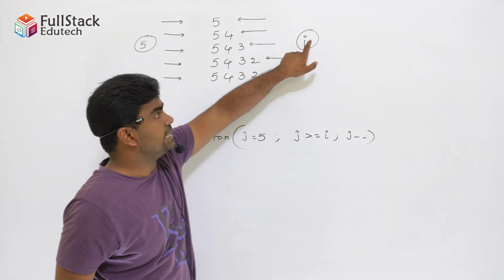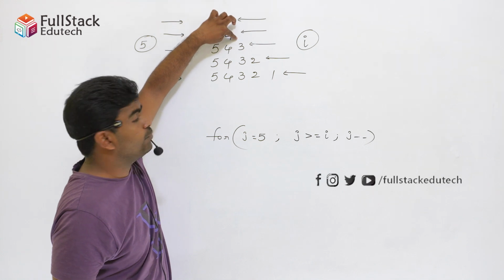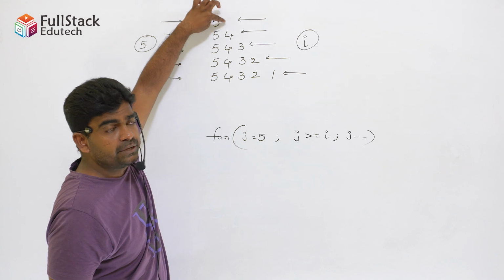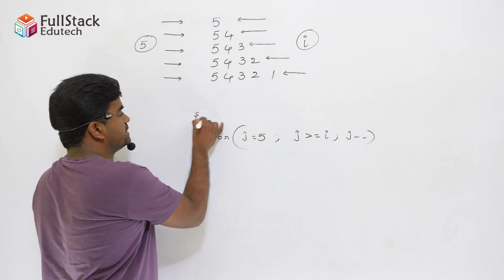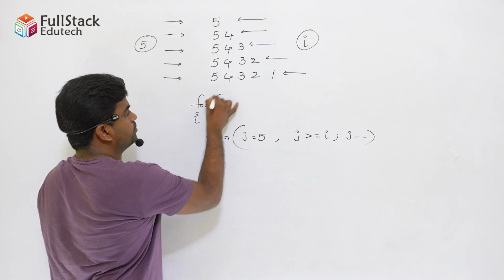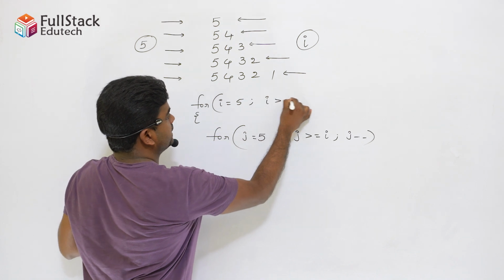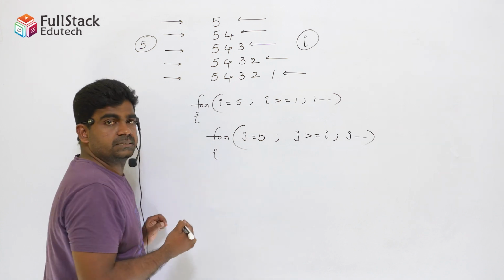But sir, what is I? I in the first row is 5, in the second row 4, in the third row 3. So I values are 5, 4, 3, 2, 1. That you have to specify in the outer loop. I starting with 5, I greater than or equals to 1, I minus minus.